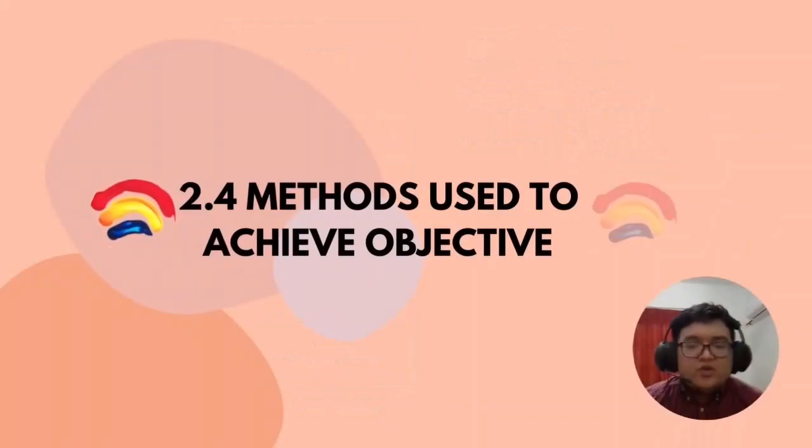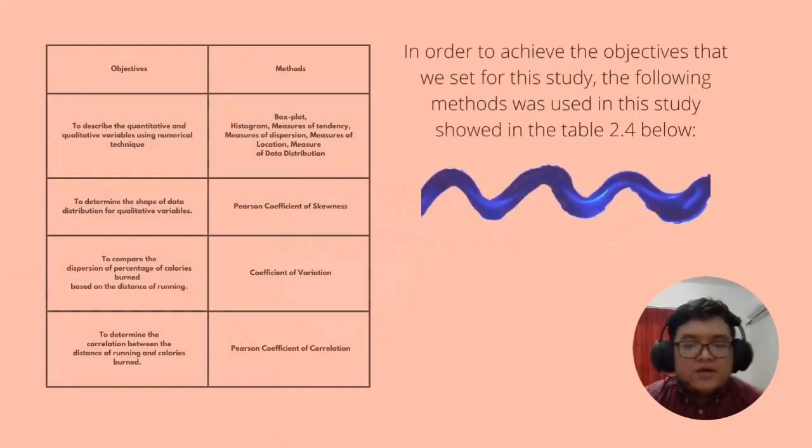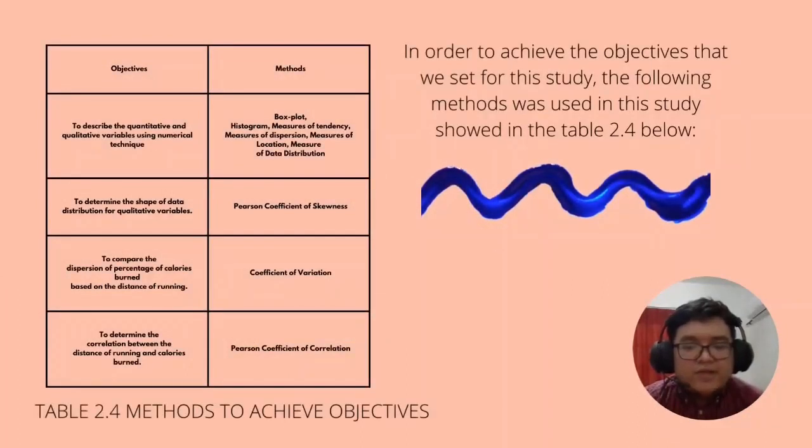And then for 2.4, methods used to achieve objective. Okay, from table 2.4, methods to achieve objective.